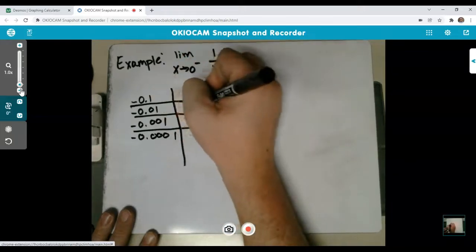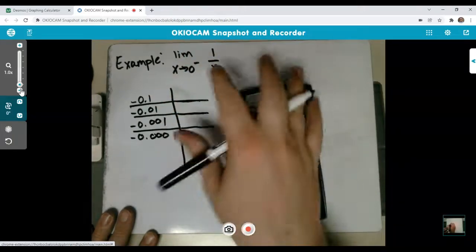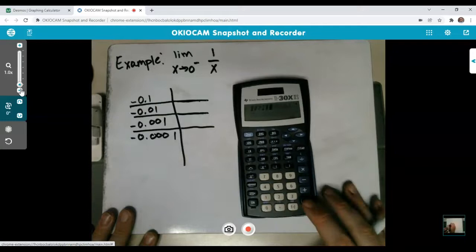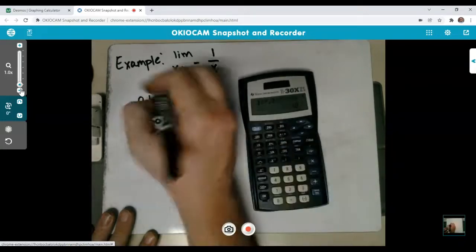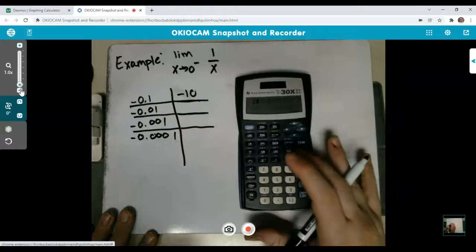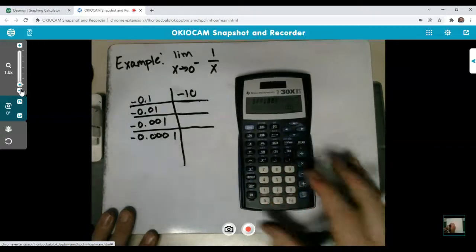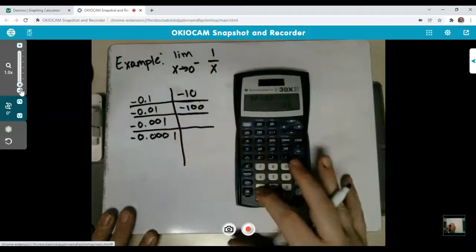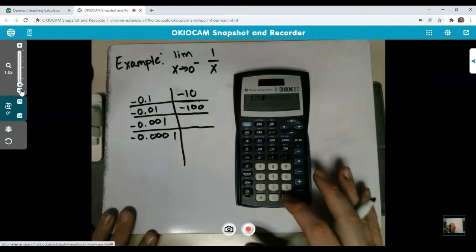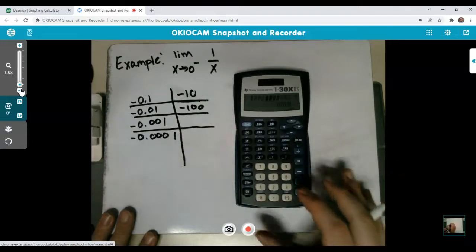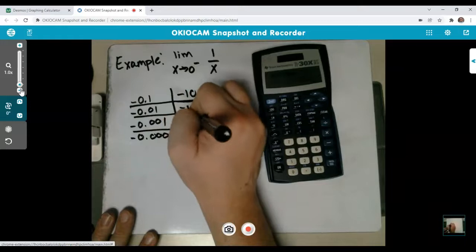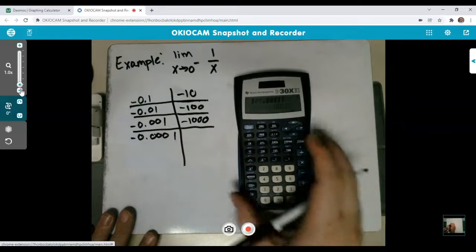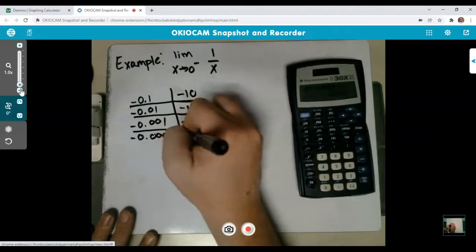So let's see what's happening there. So it's 1 over x. So 1 over negative 0.1 is negative 10. Easy. 1 over negative 0.01 is negative 100. 1 over, you can probably guess what this one is, negative 0.001 is negative 1,000. And then 1 over negative 0.0001, again, you can probably guess that's going to be negative 10,000.